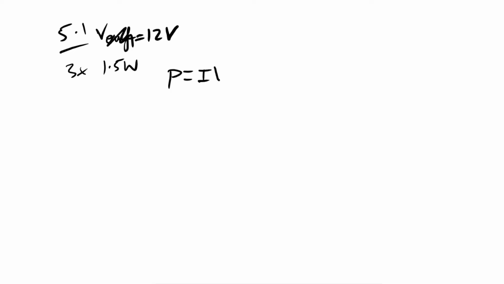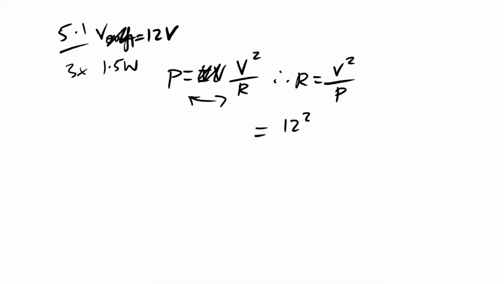We know that power is equal to IV. We don't have current, so actually, let's replace that with V over R. So we end up with P is equal to V squared over R. Swapping these two around, R is equal to V squared over P. So that is 12 squared divided by 1.5. And we end up with 96 ohms, so about 100.